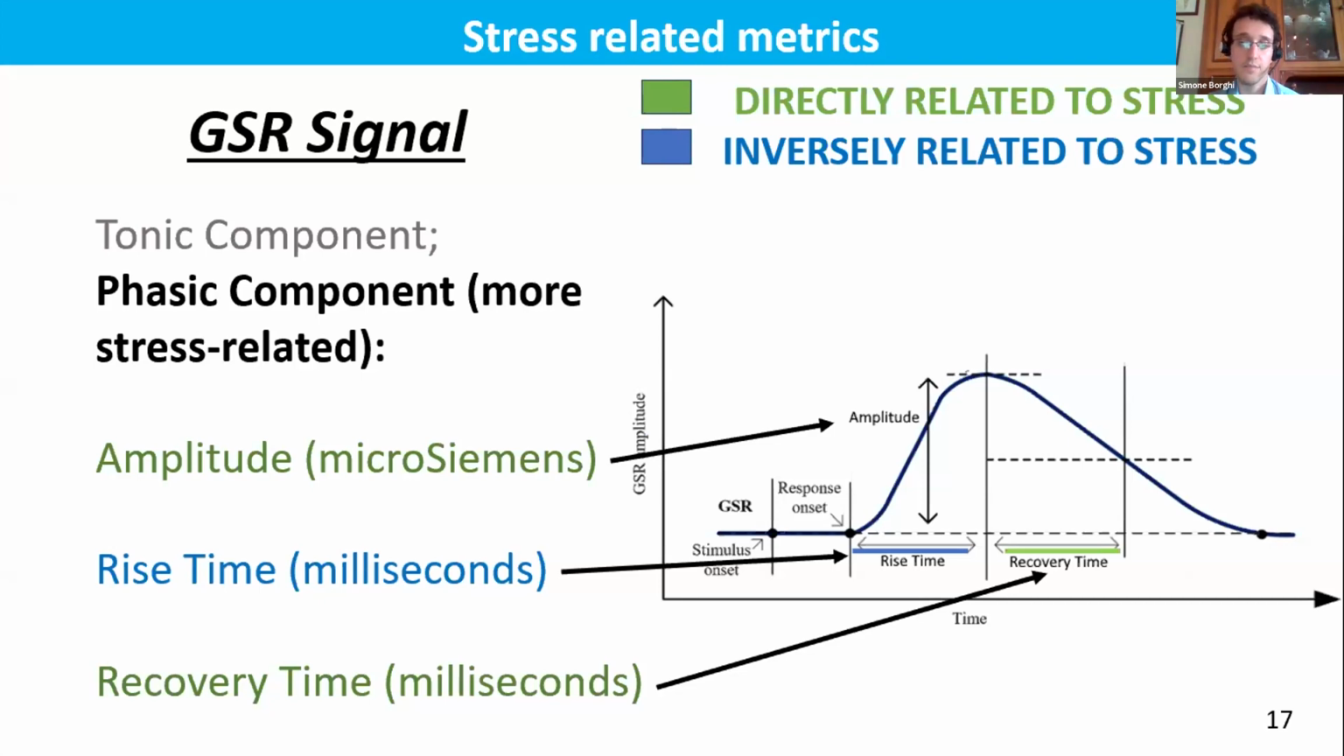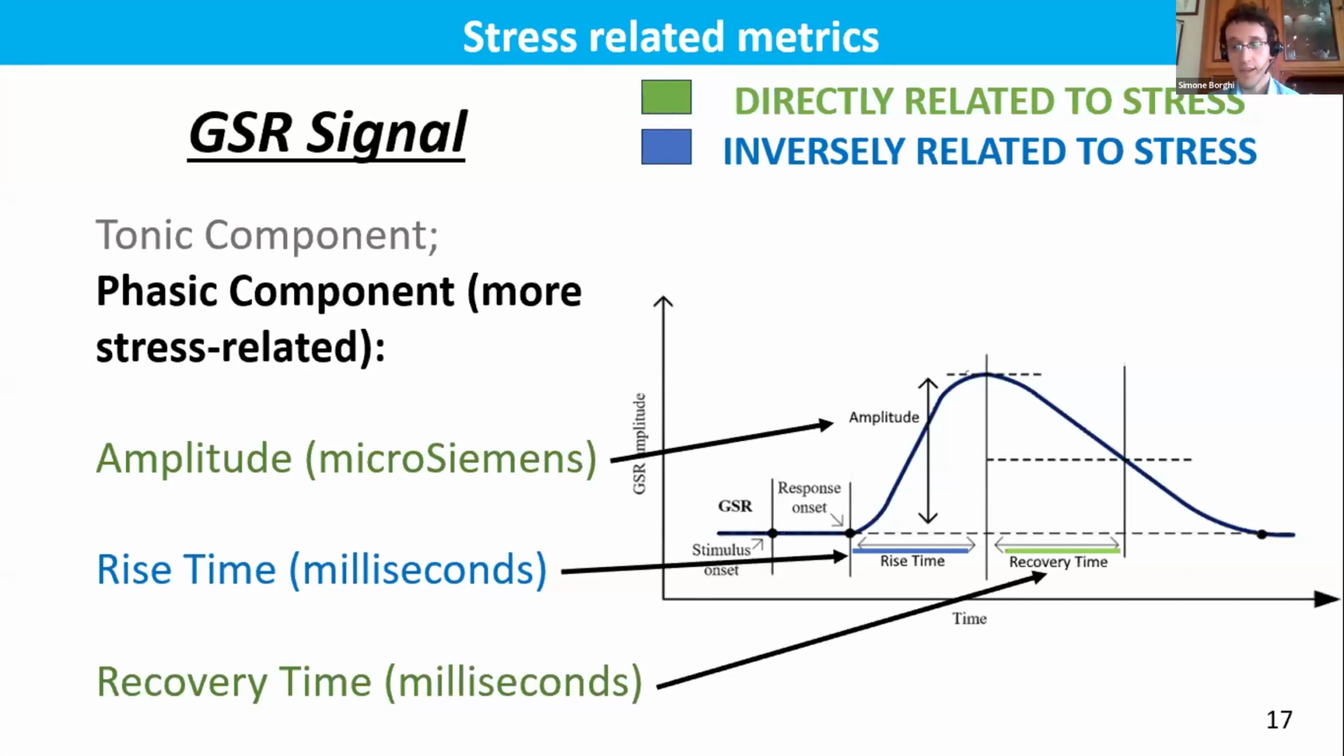This phase exhibits more rapid fluctuation, with each stress-related event identified as a peak. From these components, various metrics can be derived. For instance, the time taken from the onset of the peak to its maximum value, known as rise time, and the time it takes to return to the baseline level, referred to as recovery time.